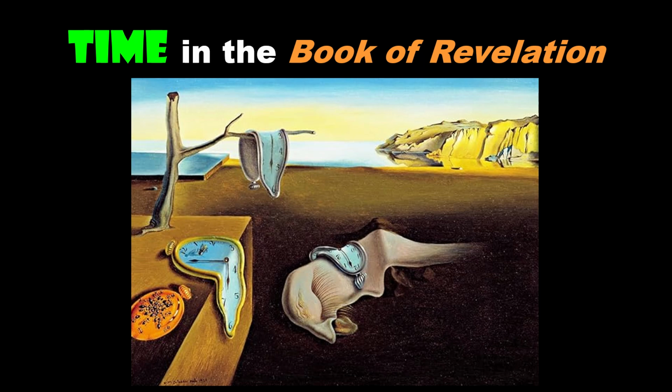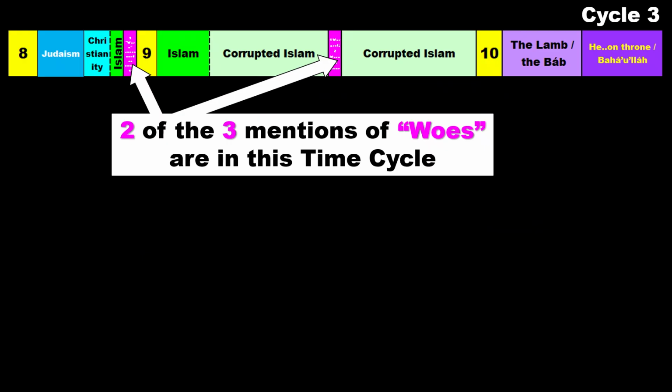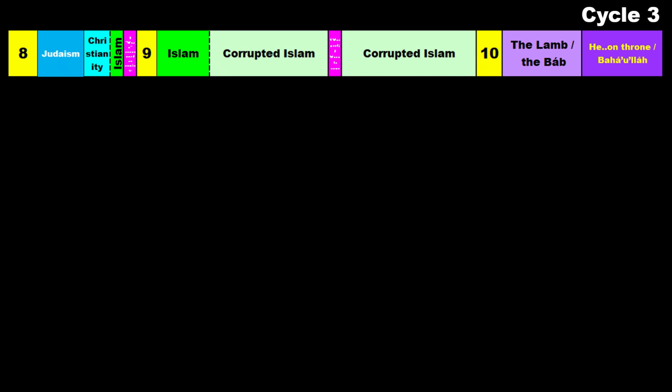It's time to talk about time again. Where are we now in the chronological cycles? Let's see. This video in the course, video number 6, covered the chronological cycle in Revelation, which starts in chapter 8 and goes through to chapter 10. Note that the chapter numbers are in the yellow boxes in the timeline. You see the box which states that 2 of the 3 mentions about woes are in this time cycle. Those are the pink boxes that the arrows are pointing to show the verses in which those woes comments are located.